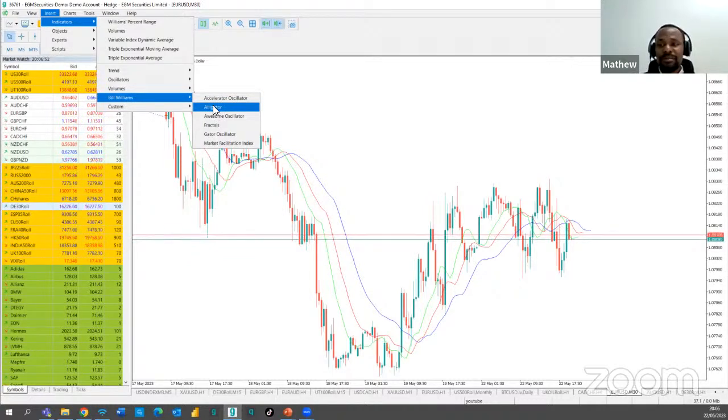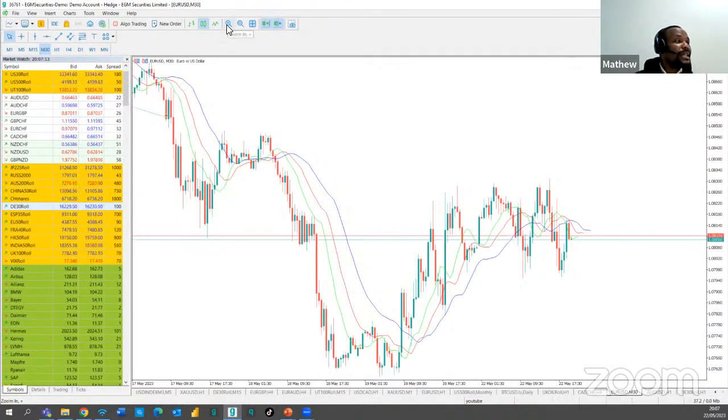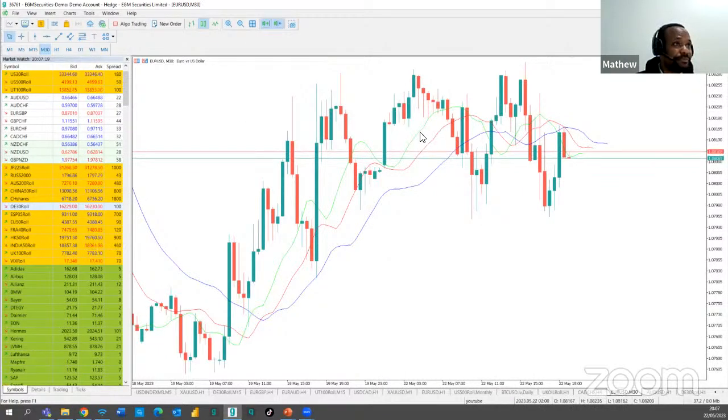Just apply the normal settings, or you can try changing them a little to see how they best suit your chart. Let's just look at the basic application and how they work. Here we have the alligator on EUR/USD, 30 minutes. I will zoom in a little so we can see how we could have identified a trade using them.